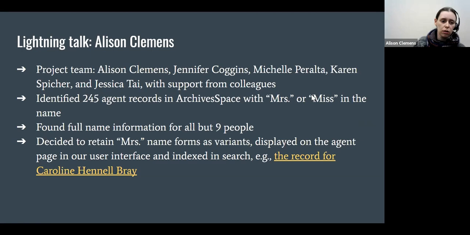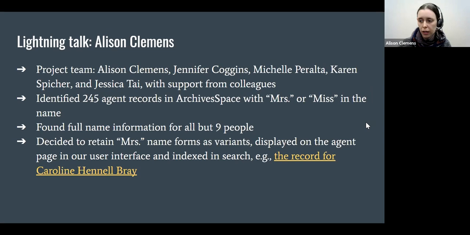So I'll mention that we decided to retain the Mrs. name forms and the Miss name forms as variants displayed on the agent page in our user interface and indexed in search. And I have an example there that I could add a link to in the chat. Actually, I'll just do that right now in real time. Okay, so that's there now.